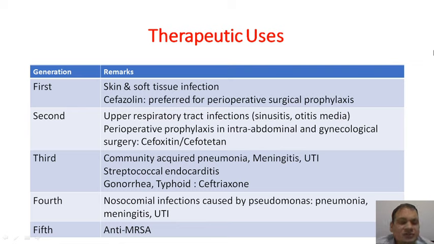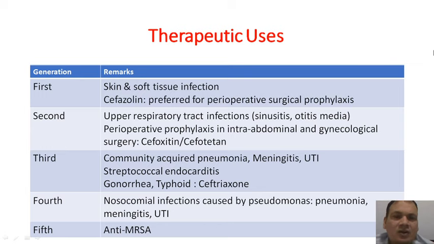The second generation is generally used for upper respiratory tract infections like sinusitis and otitis media, which are generally caused by gram-negative bacilli, like cefuroxime axetil, oral form. The second important use is perioperative prophylaxis in intra-abdominal and gynecological surgeries, where cefoxitin and cefotetan are used, which are also active against Bacteroides, if you remember.